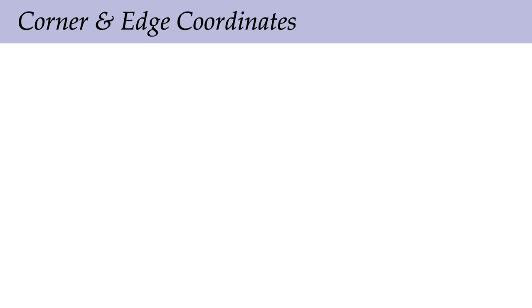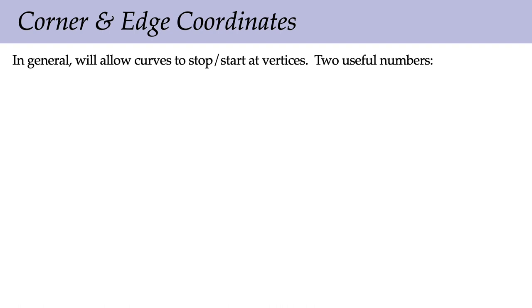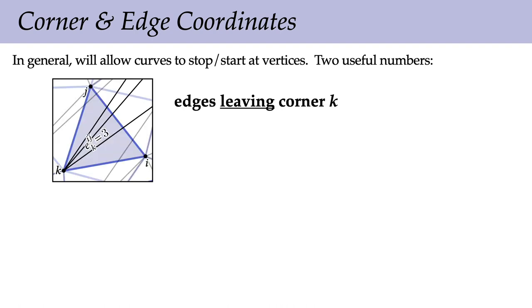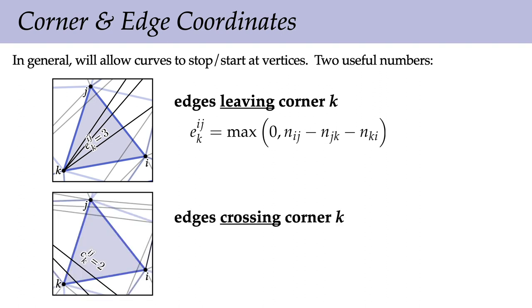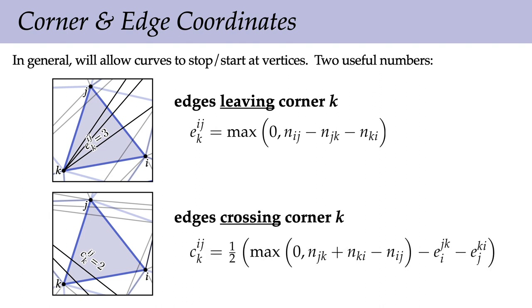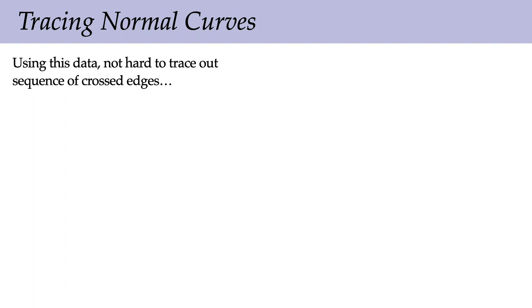That's it. In general, we will allow curves to start and stop at vertices. In this case, two useful numbers are the number of edges leaving a given corner, e sub k superscript ij, and the number of edges crossing the corner, c subscript k superscript ij. And you can see here the flavor of expressions that show up when working with normal coordinates. Of course, these coordinates aren't very useful unless they can go in the other direction. We want to be able to recover the curves from the normal coordinates.